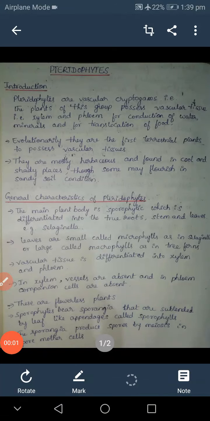Good afternoon, everyone. Today I am going to explain about pteridophytes, introduction and general characteristics of pteridophytes.